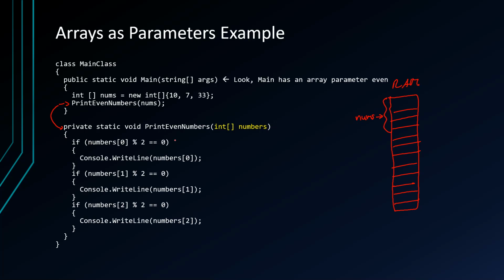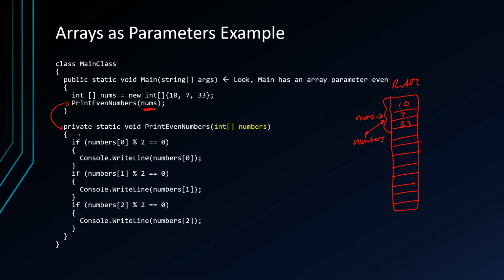It says, ooh, I got a new variable. I'm going to create a new variable, and I'm going to call it numbers. And then numbers points to the exact same spot. And why does it do that? Because we passed it in as a parameter. So it's saying, point me to the exact same spot. So inside of this code, we're really actually looking at the values 10, 7, and 33. And it checks each one and displays them accordingly.